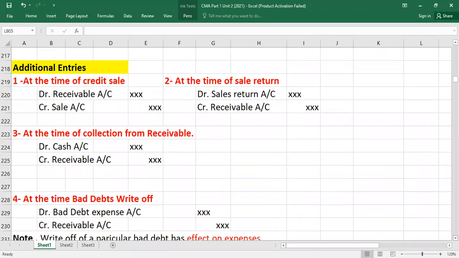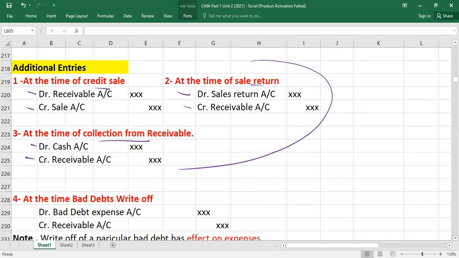Additional entries are the same, guys. These are the same entries because they will affect receivables also. At the time of credit sale, we will debit receivables, credit sale. Same entry we discussed. At the time of sales return, we will debit sales return, credit receivables. At the time of collection from receivables, debit cash, credit receivables. These entries are the same as we discussed before.